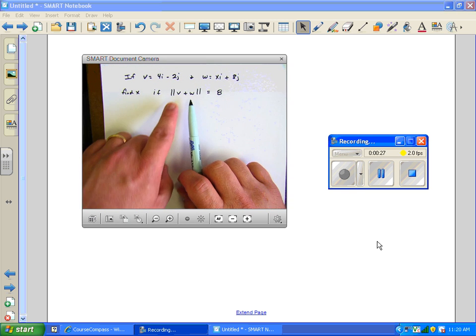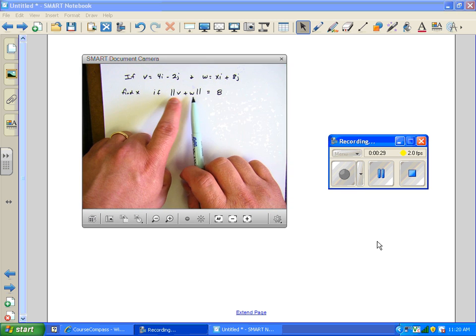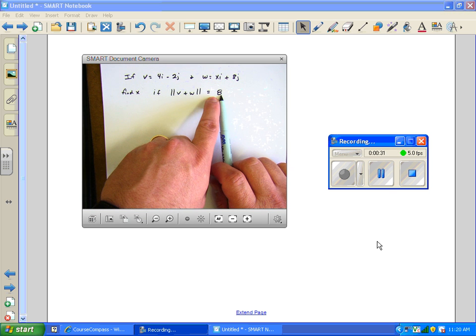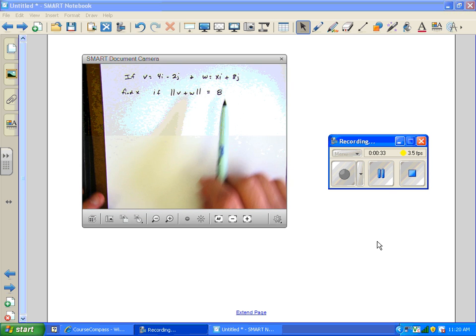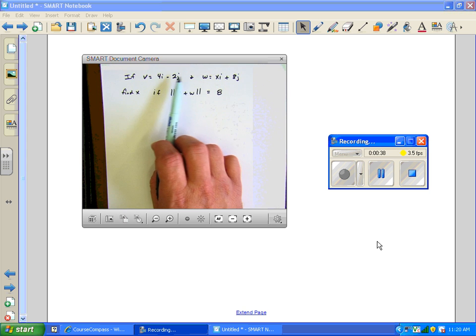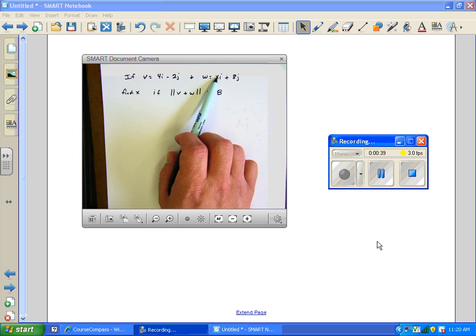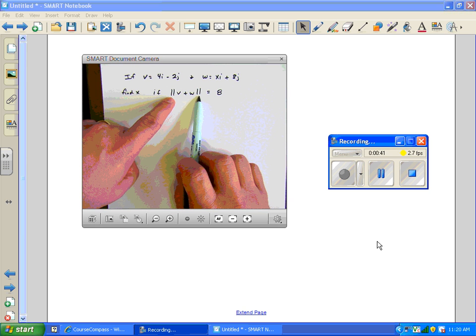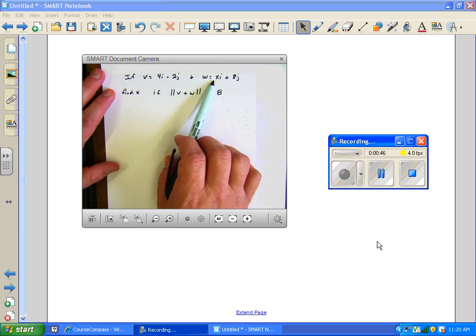Now they do tell us that the magnitude of V plus W is equal to 8. So what we basically need to do, V plus W means we add the vectors together, don't we? And then these symbols mean that you find the magnitude. So help me put V and W together.